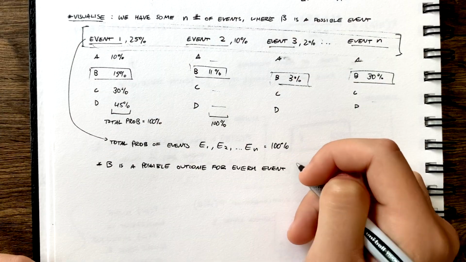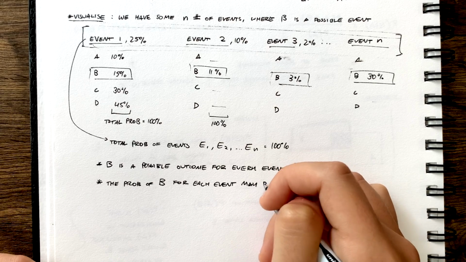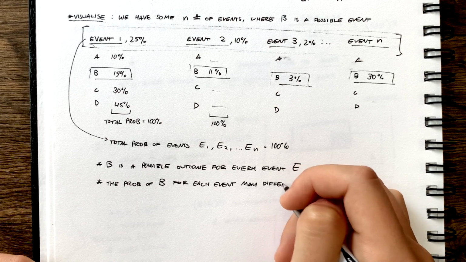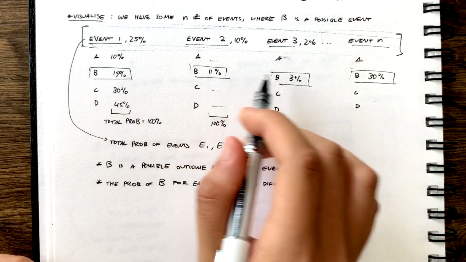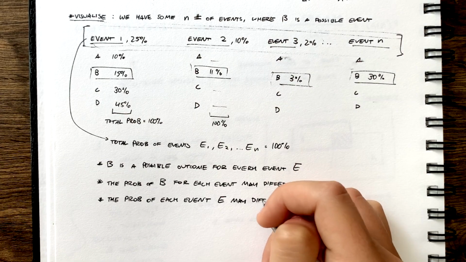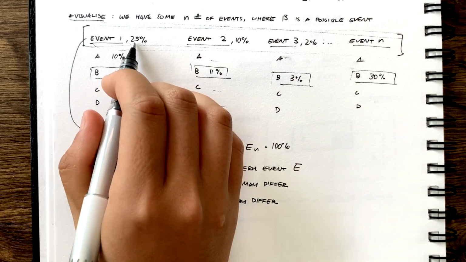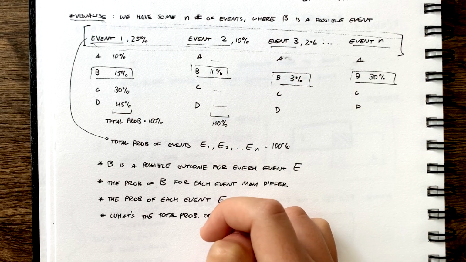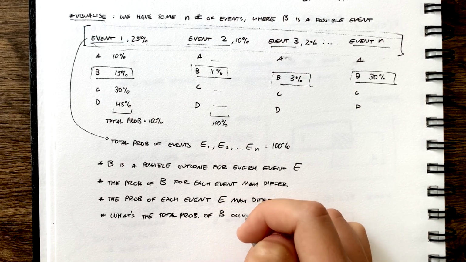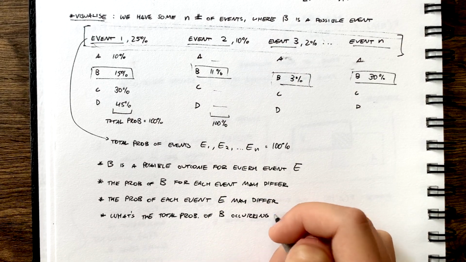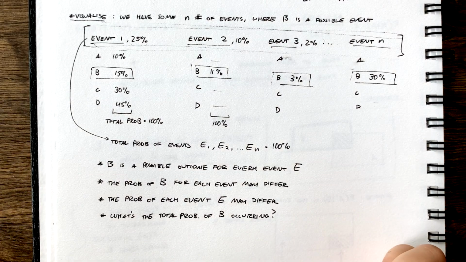Event B is a possible outcome for every event E, and we can say that the probability of B for each event may differ, as well as the probability of each event E may also differ. So if we want to find what's the total probability of B occurring, we'll have to take into account the probability of B occurring within each event, as well as the overall likelihood of each event occurring.